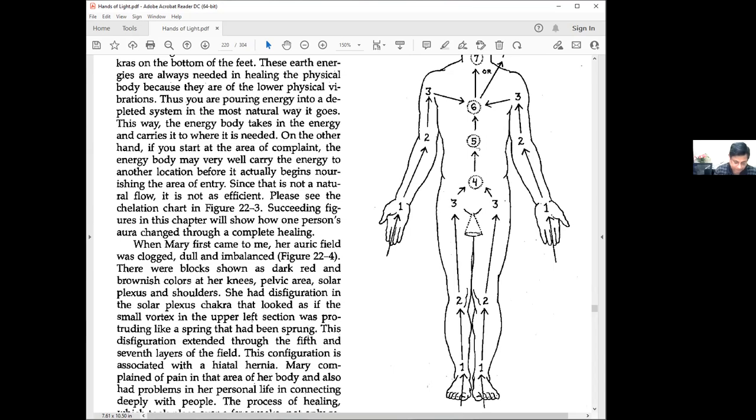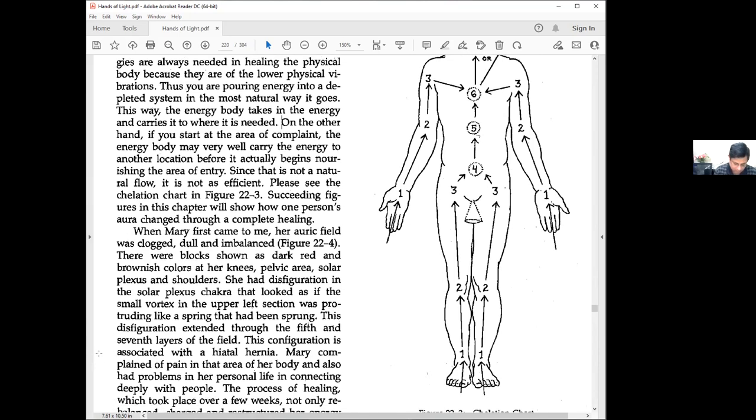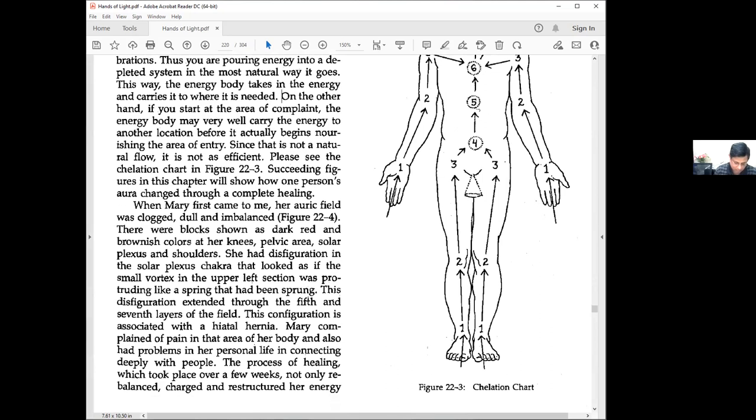When Mary first came to me, her auric field was clogged, dull, and imbalanced, figure 22.4. There were blocks shown as dark red and brownish colors at her knees, pelvic area, solar plexus, and shoulders. She had disfiguration in the solar plexus chakra that looked as if the small vortex in the upper left section was protruding like a spring that had been sprung. This disfiguration extended through the fifth and seventh layers of the field. This configuration is associated with the hiatal hernia.